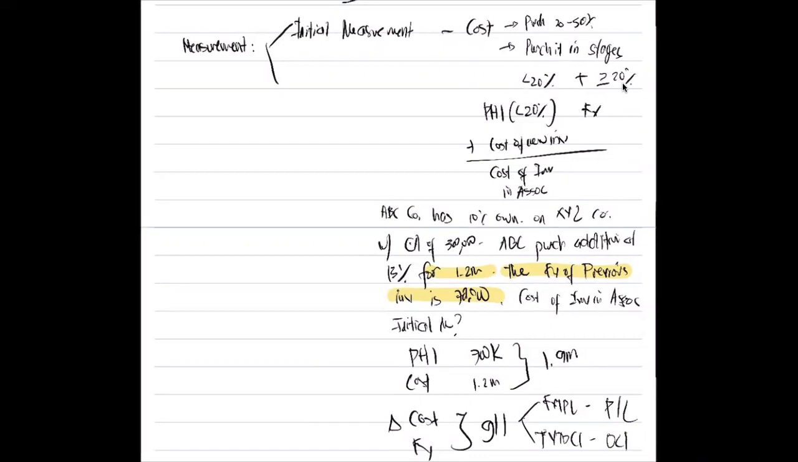If FVTOCI, we place the gain or loss in other comprehensive income. Just take note that your initial measurement depends on whether you purchase it directly to get 20 to 50% ownership or you purchase it in stages.